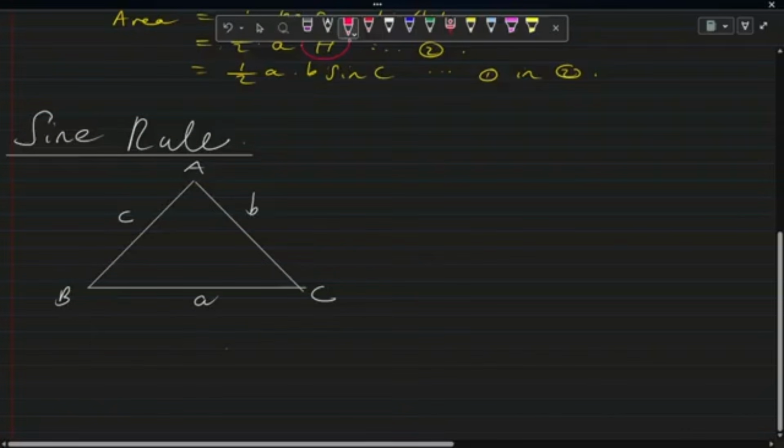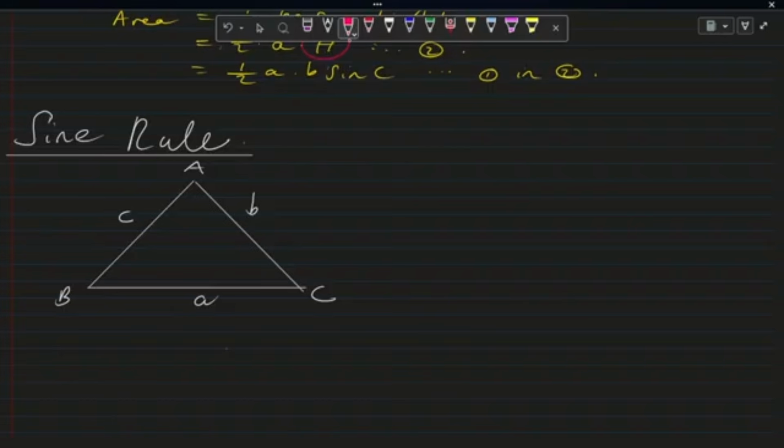Side C. Okay, so the sine rule basically is another very simple rule as well. It states that the sine of any angle in any triangle, divided by the side that is opposite to that angle, is equal to the sine of another angle divided by the side that is opposite to that angle. Okay, what do I mean by this?